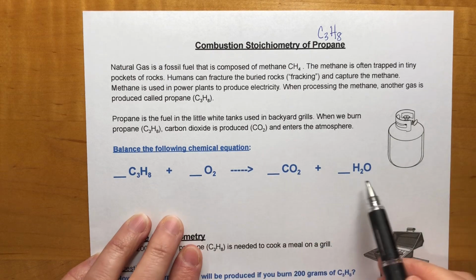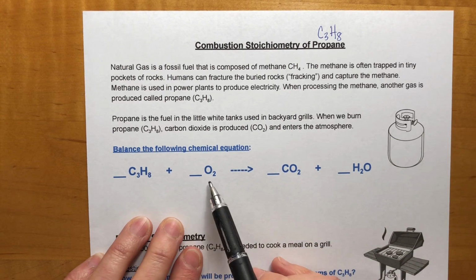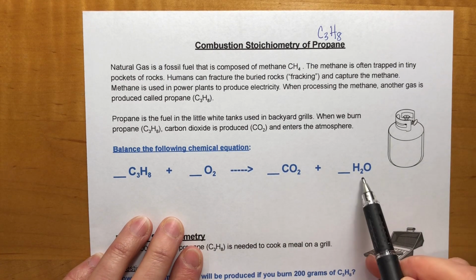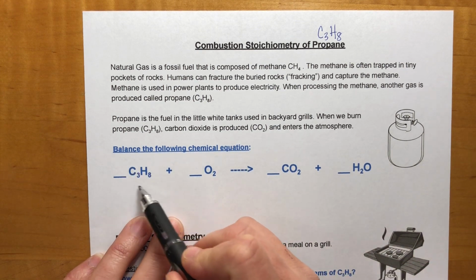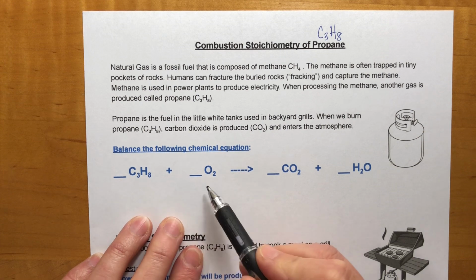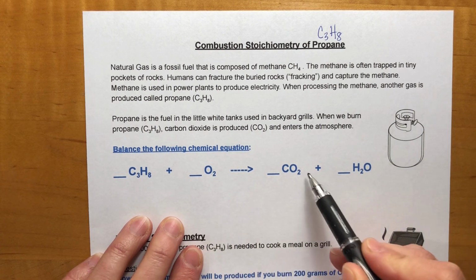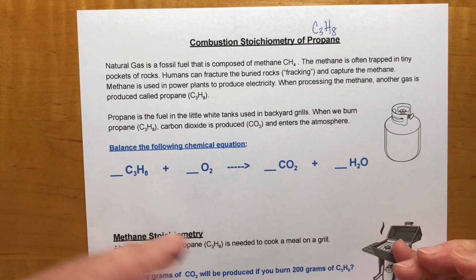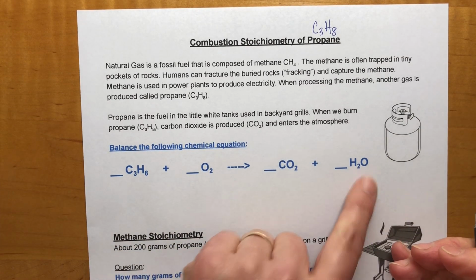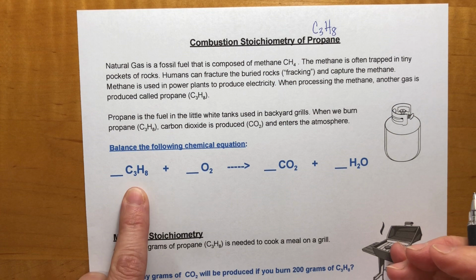So here's the equation. Propane plus oxygen produces carbon dioxide and water. This is a classic combustion reaction, right? Because there's the hydrocarbon fuel, there's the oxygen, and here are your two products, carbon dioxide and water. Before we can do any stoichiometry, we need a balanced equation first. So let's balance this thing.